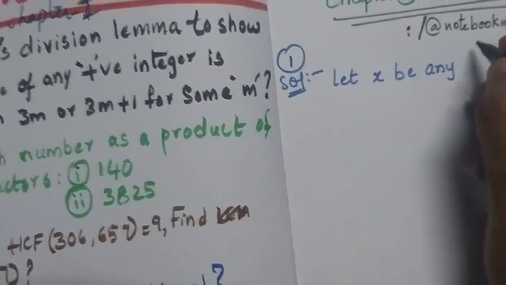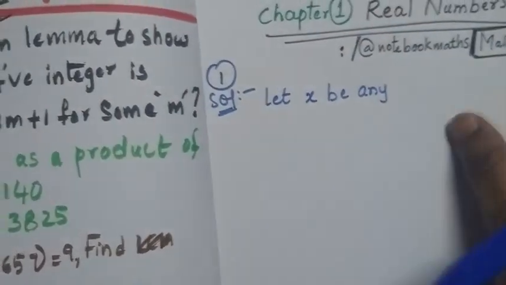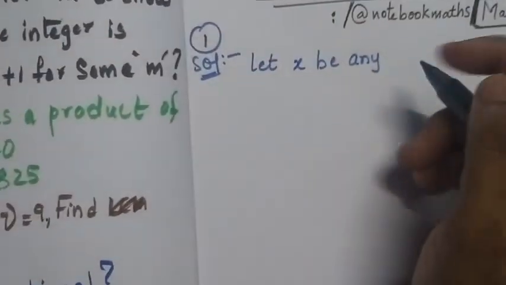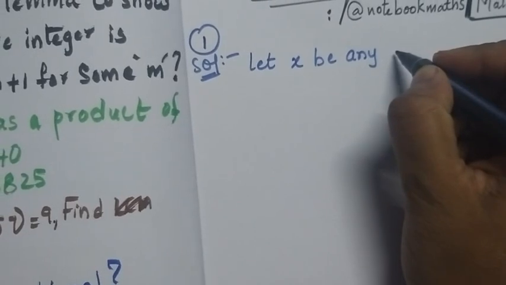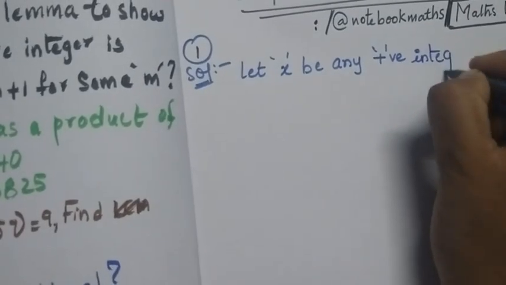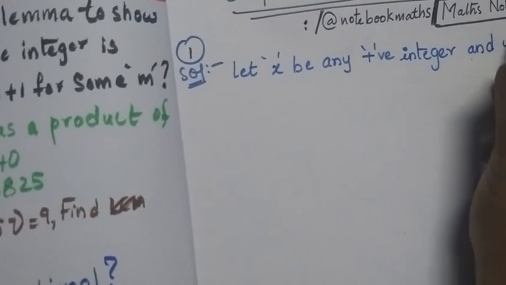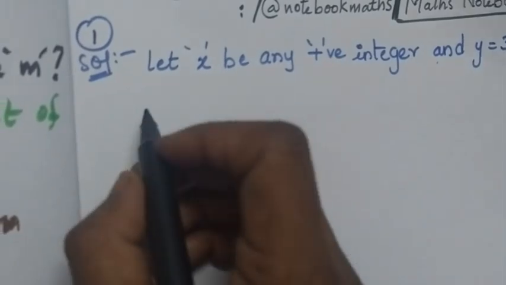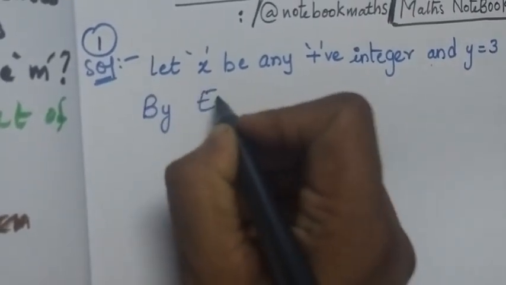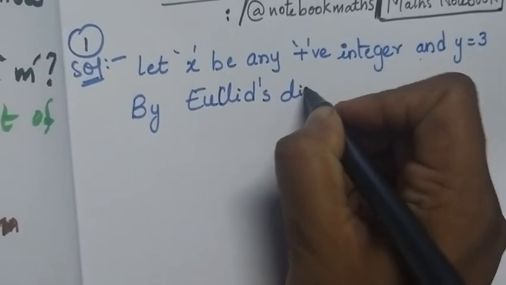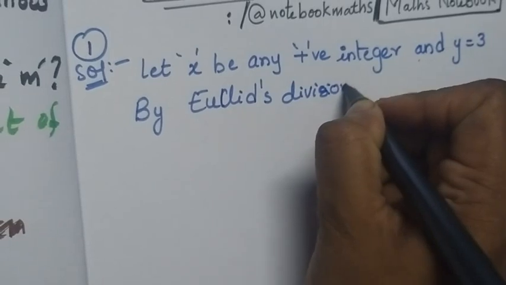If you have completed your preparation, this is the quick revision for well prepared children. Okay, see here, let x be any positive integer, and let us take y equal to 3. Okay children, let x be a positive integer. By Euclid's division algorithm, what is the division algorithm children? Remember the division algorithm.